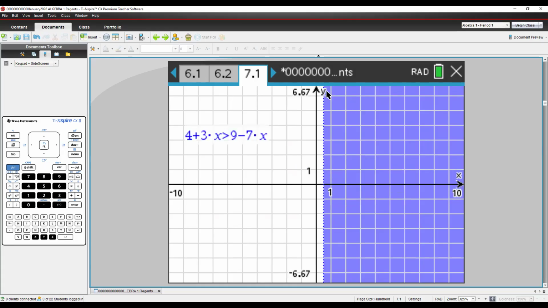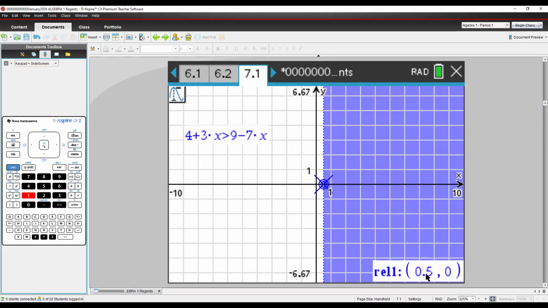Now, you've got this line right here. That's the start of where our solutions are. You can also see when you hover over it that it's a dashed line, which means it's going to be an open circle, but we just need to find where it starts. So I'm just going to do menu 51, and it tells me that it starts at 0.5, which is the same thing as a half, right?